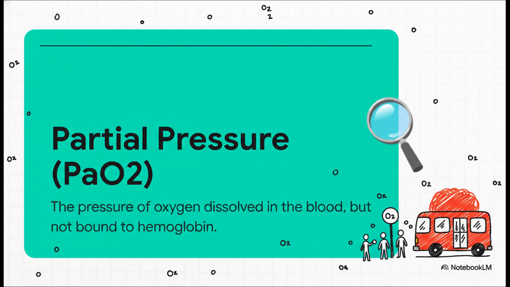Now this is different. This measures the tiny bit of oxygen that's just kind of floating around, dissolved in the blood, not actually on one of those hemoglobin buses. And this is the key. PaO₂ tells us how much oxygen is available. It's like the number of people waiting at the bus stop, ready to get on.